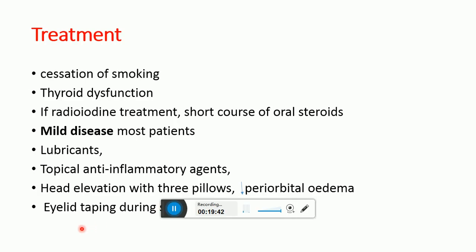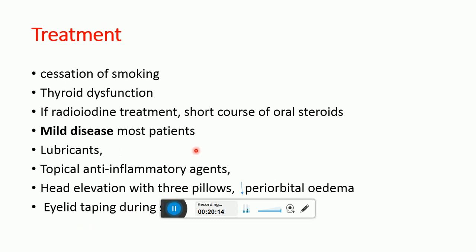Now treatment. Treatment can be classified into that of mild disease, where most of the patients have mild disease, moderate to severe active disease, and treatment of post-inflammatory complications. The first measure taken in all cases should be cessation of smoking. Thyroid dysfunction should also be managed adequately. Radioiodine treatment is administered in patients with pre-existing thyroid eye disease. A short course of oral steroid should be given in concert.